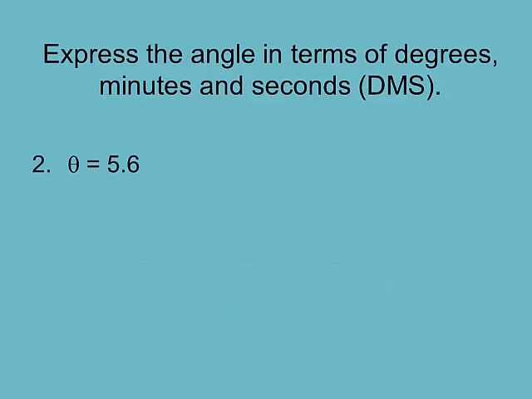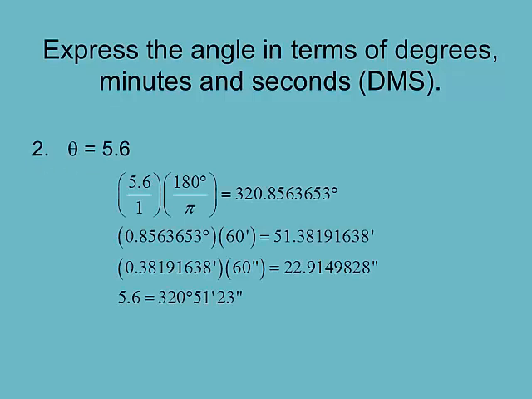Let's do that again. Let's convert 5.6 radians over to degrees, minutes, and seconds. And again, we have to convert to degrees decimal first, and then we go to degrees, minutes, and seconds. And here's the whole thing. We multiply 5.6 times 180 degrees over pi. We end up with 320 degrees, point something. And then we should subtract off the 320. We times the point something times 60. We get 51 minutes, point something. And we subtract off the 51, and we multiply that by 60, and we get 22.9, which rounds off to 23. So we end up with our answer.